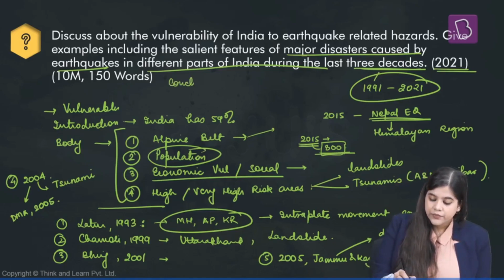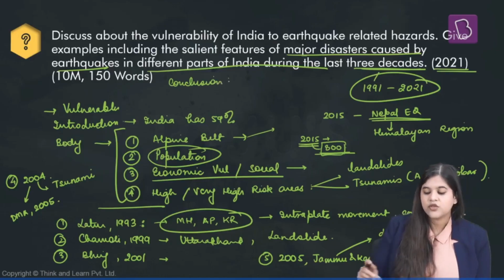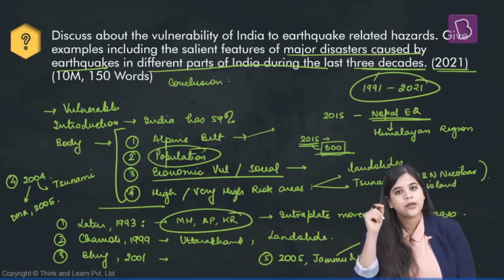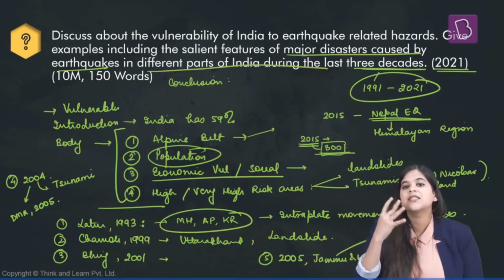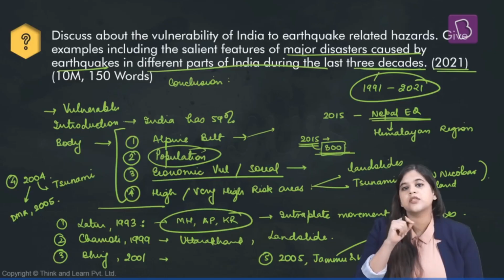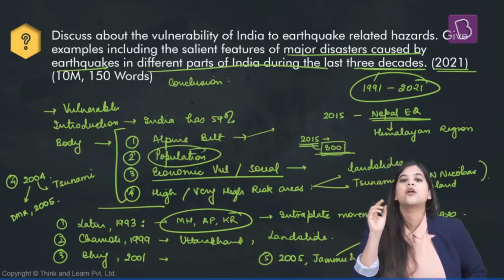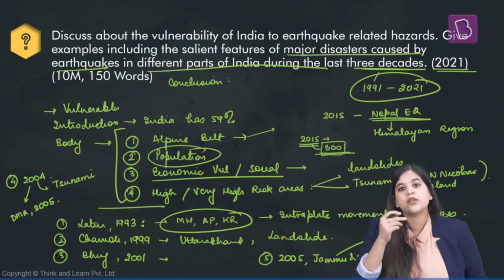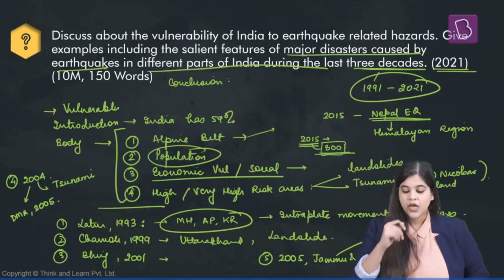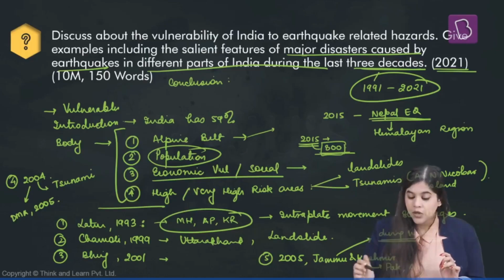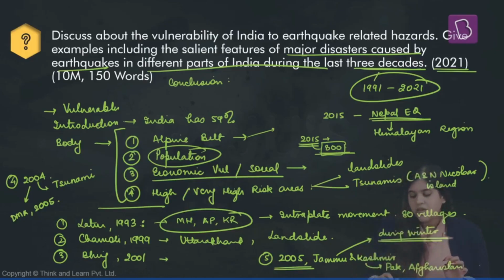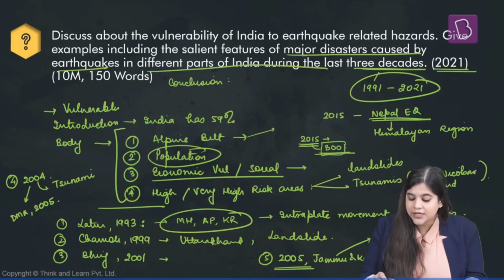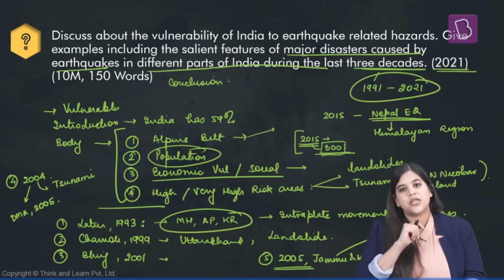In conclusion, you can mention that India is highly vulnerable towards earthquakes, and since the enactment of the 2005 Disaster Management Act, we have taken various steps to ensure that earthquake disasters do not have a high level of impact on the life and property of the people. And you can actually see that happening because after 2005, no major earthquake related disaster has happened except the one in Kashmir in 2015.